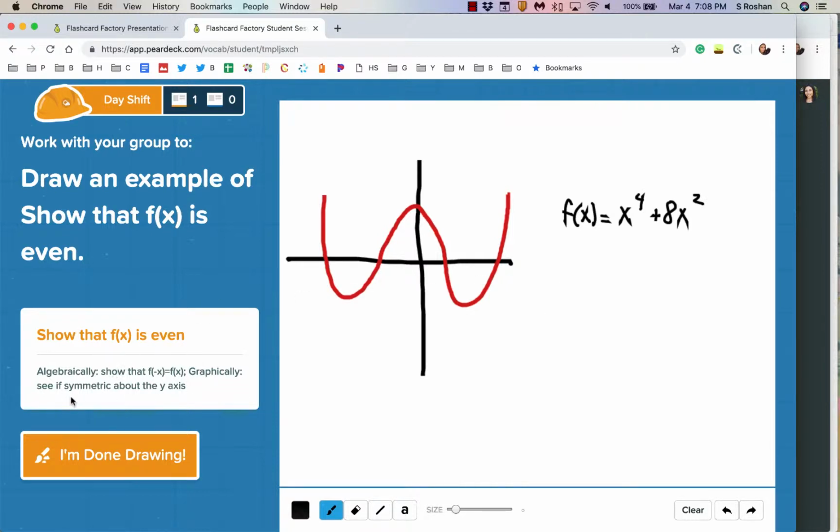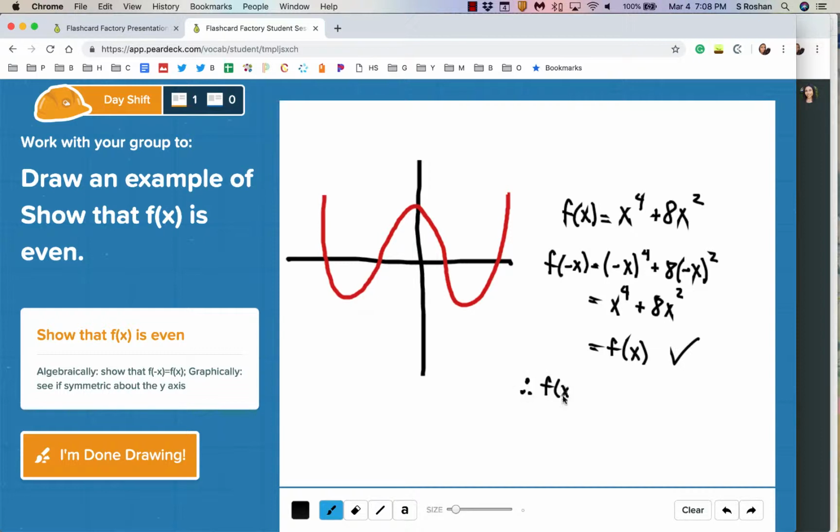In order to show it algebraically, let's find f of negative x. F of negative x is negative x to the fourth power plus 8 times negative x squared. So that would be x to the fourth power plus 8x squared. So yes, indeed, that does equal just my f of x function. Therefore, my function is even. Remember, not all functions are even or odd. They can be neither. I just wanted to give an example of an even function because this problem asked me for that.